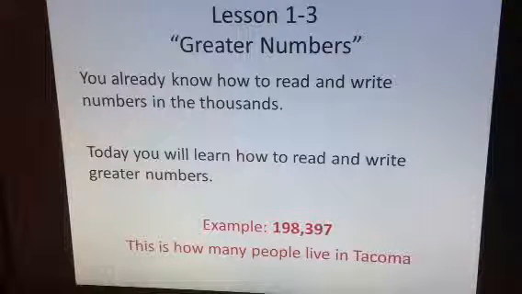This is lesson 1-3, greater numbers. In this lesson I have a lot of practice examples, so I hope that when you get to a practice problem you'll remember to pause the video and think about what the answer is before you continue.